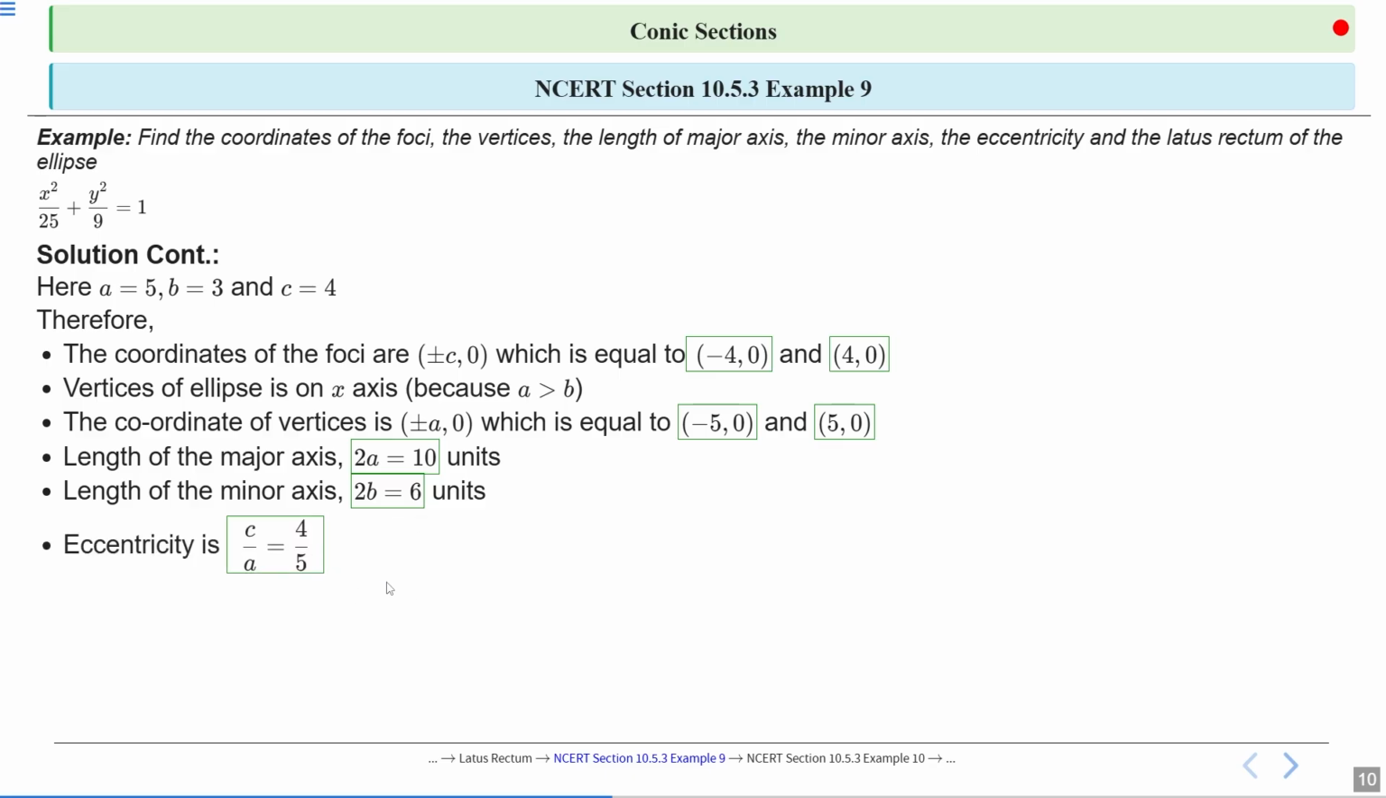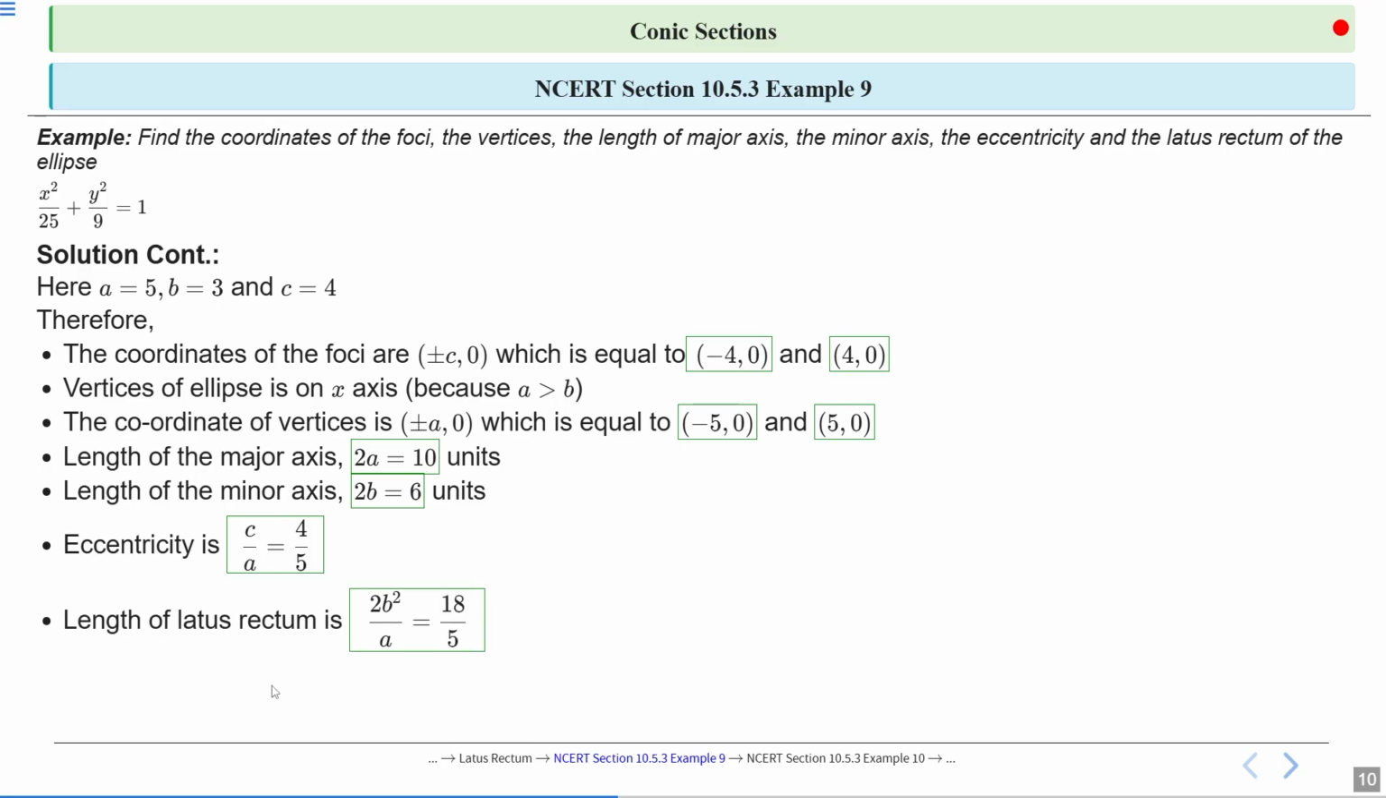And we know the eccentricity for an ellipse is c upon a. When a is greater than b, the eccentricity is c upon a, and we have here c is equal to 4 and the value of a is 5. Just put here the value of c is 4 and a is equal to 5 in this formula, then you will get eccentricity is 4 upon 5. So eccentricity is 4 upon 5.